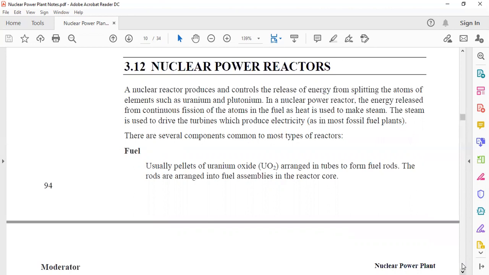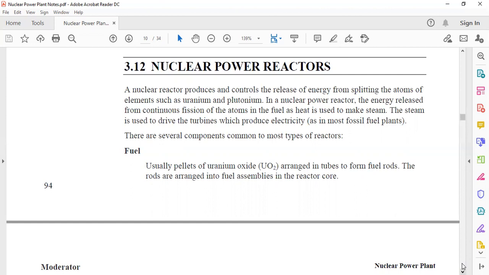A nuclear reactor produces and controls the release of energy from splitting the atoms of elements such as uranium and plutonium. In a nuclear power reactor, the energy released from continuous fission of the atoms in the fuel as heat is used to make steam. The steam is used to drive turbines which will produce the electricity. This is applicable to most of the fossil fuel plants. Earlier, we have seen it in the case of the thermal power plant as well.